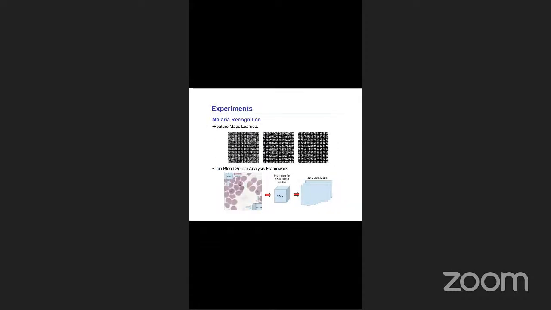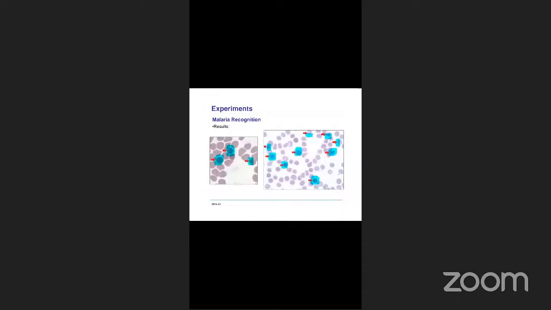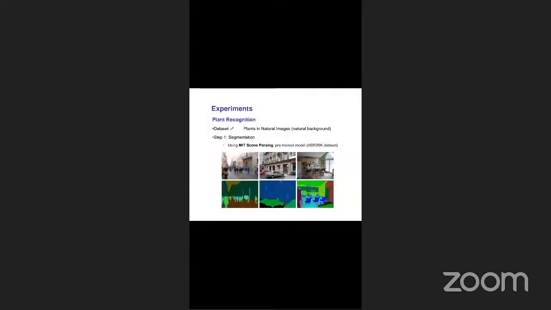And then this is an example of feature maps captured for the malaria experiments, that is after applying the convolutional neural network to the blood samples. It's a 3D output matrix. These are some of the pictures after we get the result. And again, next one is the plant recognition and the buildings, etc.